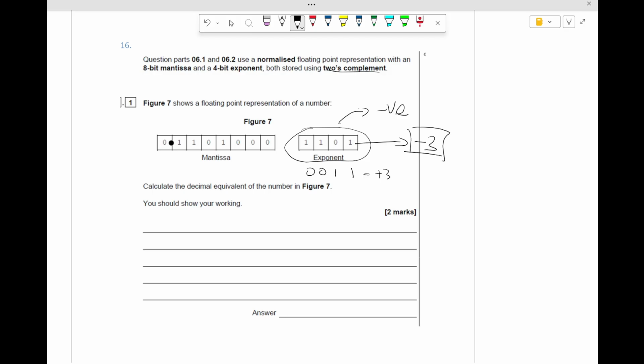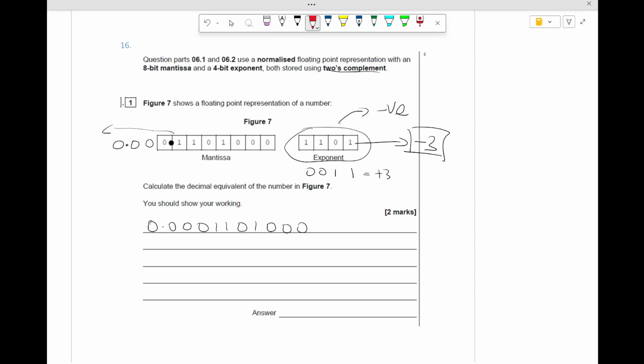So you get a mark just for doing that. Next thing we could do is say, right, we're going to move the binary point 3 places that way because it's negative. A lot of people are going to move it the wrong way. So I'm going to add 3 zeros, 1, 2, 3. Now I'm going to write that out again because otherwise I won't have any workings to show. So 0, 0, 0, 3 zeros, 1, 1, 0, 1, 0, 0, 0. Okay, so that's my number.